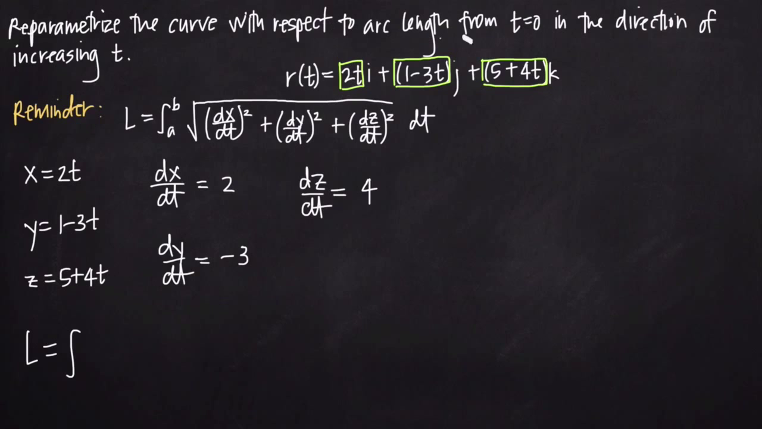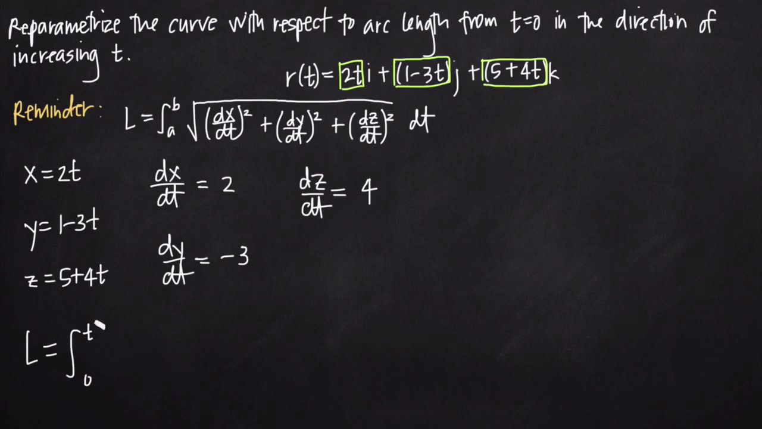But here all we have to go on is the fact that we are reparametrizing the curve from the point t equals 0 in the direction of increasing t. So we say t equals 0, that means that's going to be our lower limit of integration. In the direction of increasing t means that positive t is going to be our upper limit of integration. If we were told to reparametrize the curve with respect to arc length from t equals 1 in the direction of decreasing t, our limits of integration would be 1 and negative t instead of 0 and t.